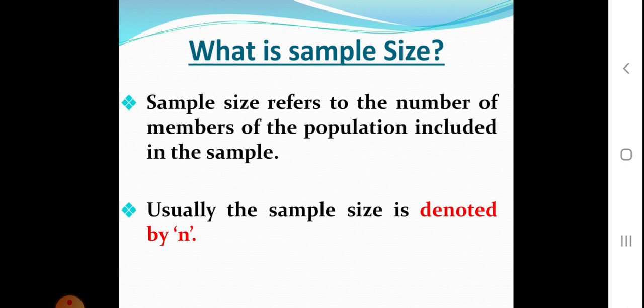Dear students, sample size must be adequate to represent the whole population. The larger the sample size, the more accurate the findings from a study. This is about the meaning of sample size.